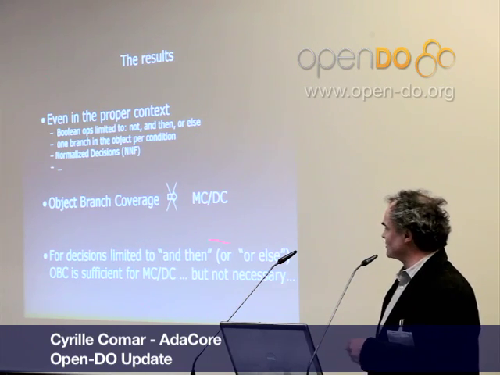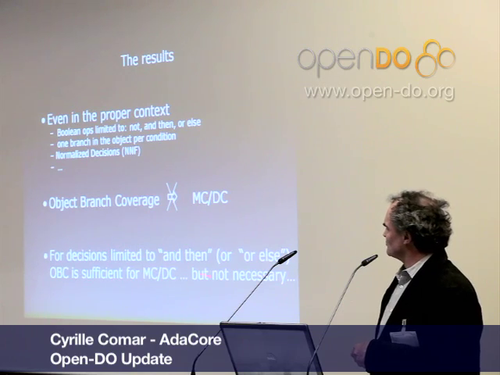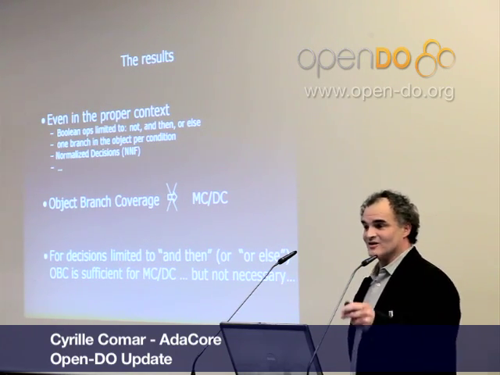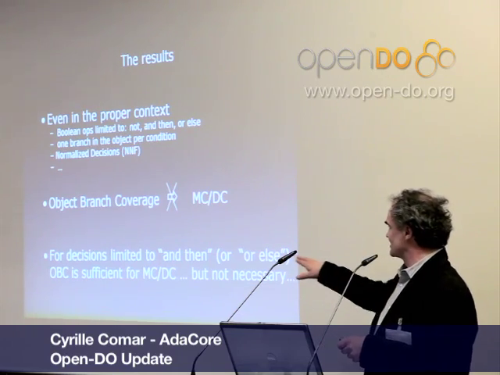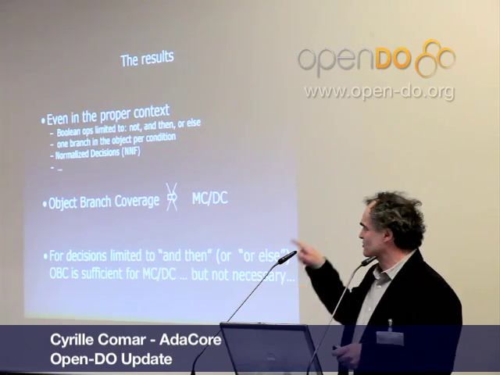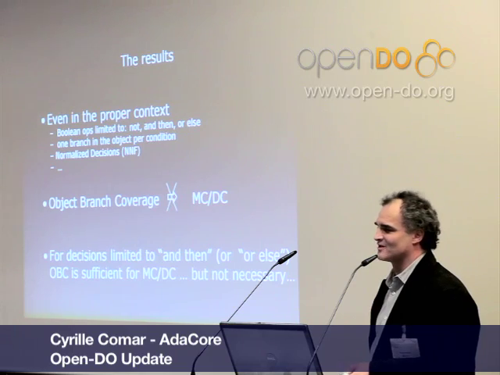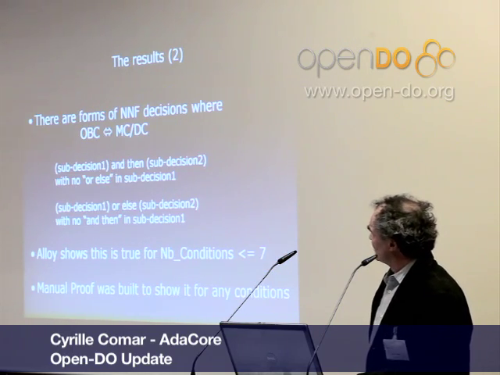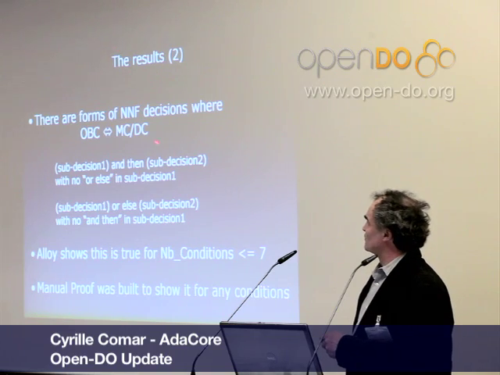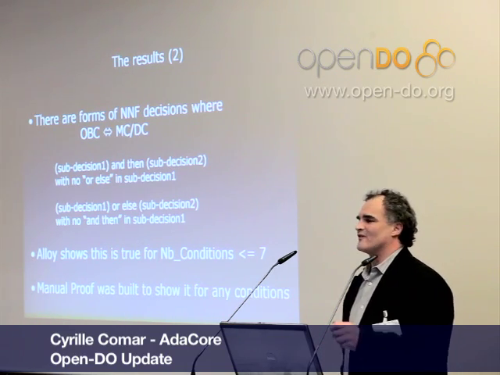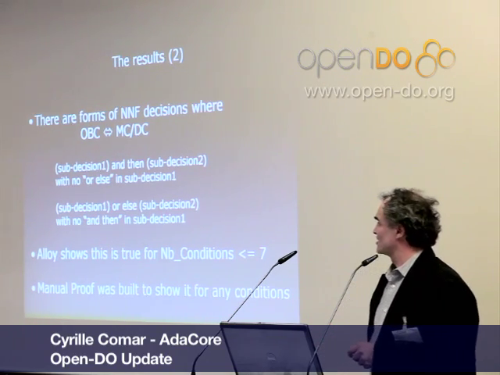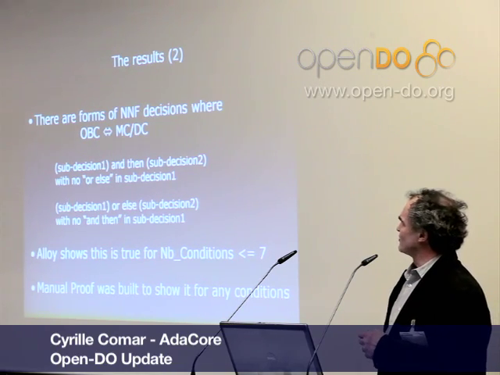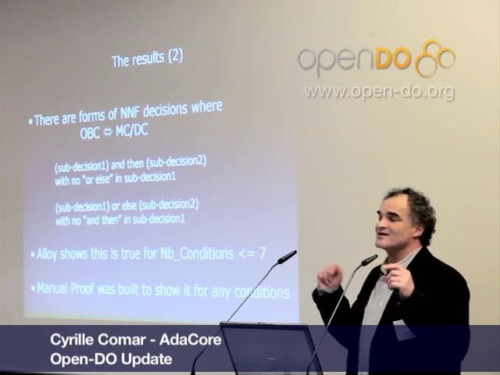And so the question was, okay, fine. So now we know that it is not necessary, and we have counterexamples from Alloy telling us that even if you mix and then, or else in certain ways, you can still deduce that object branch coverage gives you MCDC. So we wanted to know more about that, because what we really want is to find when there is a perfect equivalence between object branch coverage and MCDC. For that, we had to limit ourselves to normalized decisions.